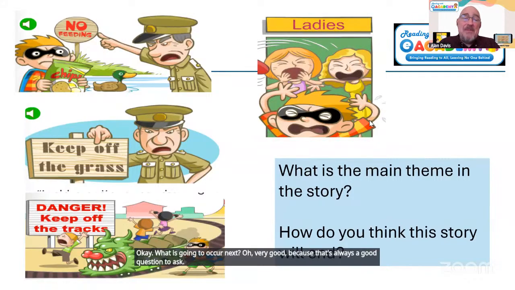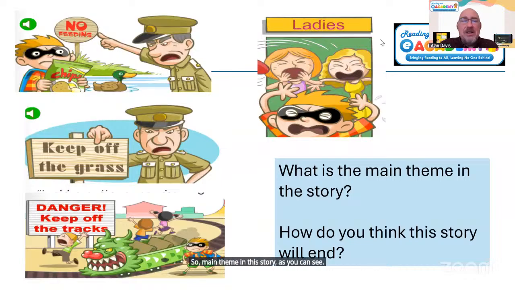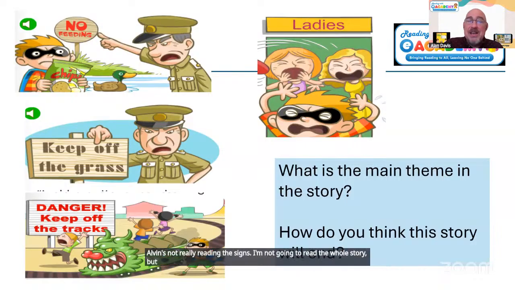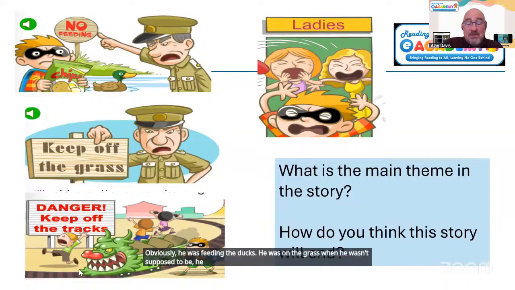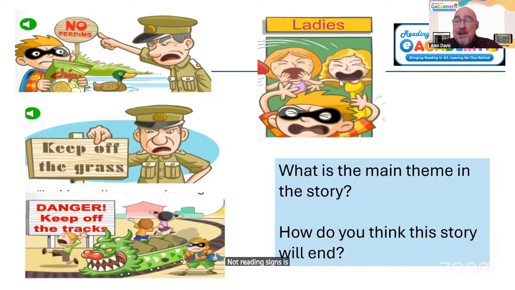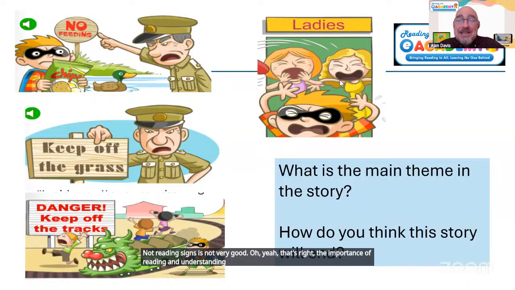So, the main theme in this story, as you can see, is Alvin's not really reading the signs. I'm not going to read the whole story, but you can see obviously he was feeding the ducks. He was on the grass when he wasn't supposed to be. He got on the tracks, which is very dangerous. And apparently he walked into the ladies' room. So not reading signs is not very good. Oh, yeah, that's right. The importance of reading and understanding what you read. Exactly, Rowinda.